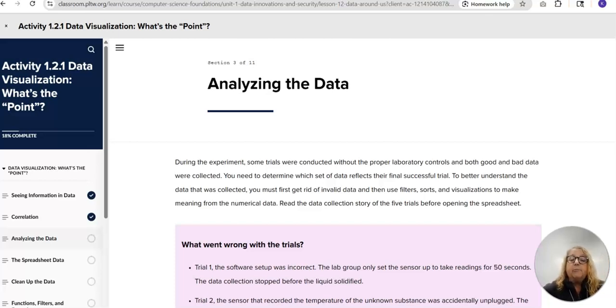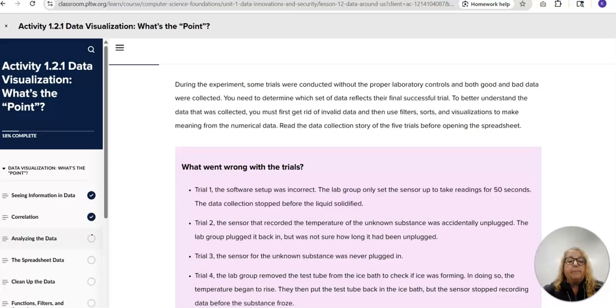During the experiment, some trials were conducted without the proper lab controls, and both good and bad data were collected. You need to determine which set of data reflects their final successful trial. To better understand the data that was collected, you must first get rid of invalid data and then use filters, sorts, and visualizations to make meaning from the numerical data. Read the data collection story of the 5 trials before opening the spreadsheet.